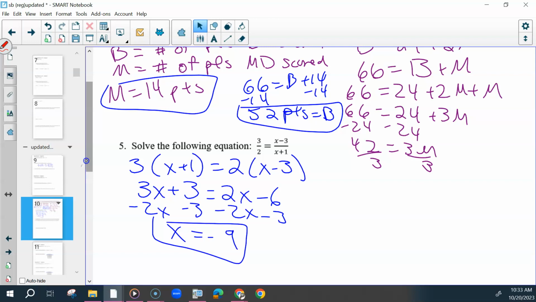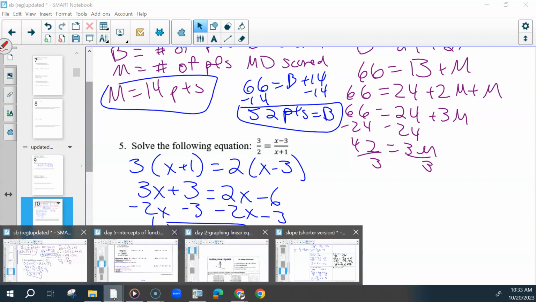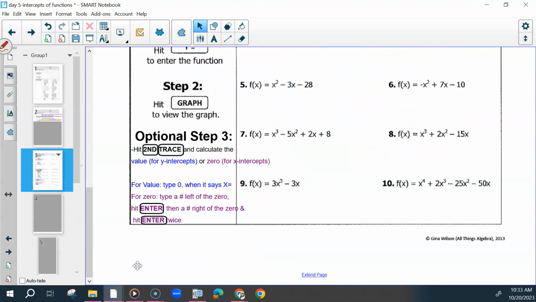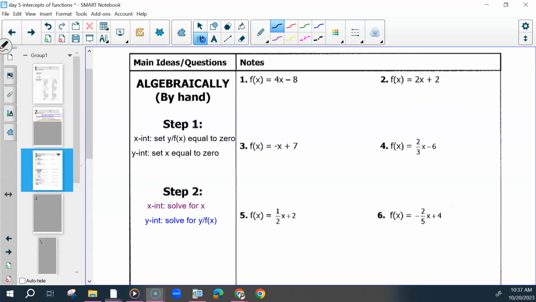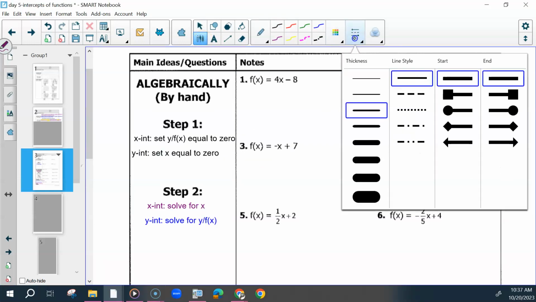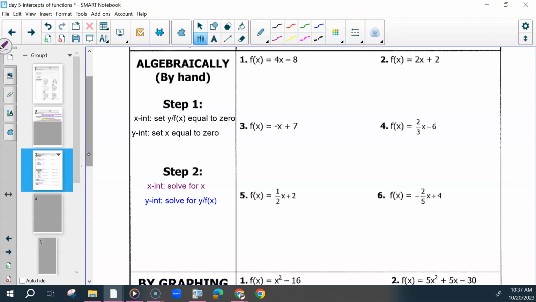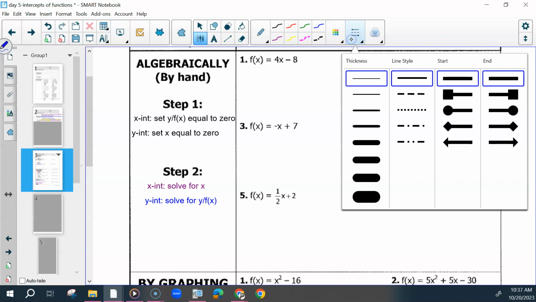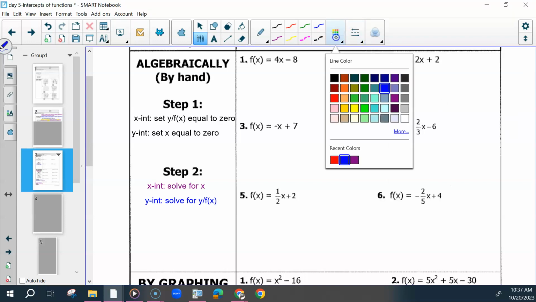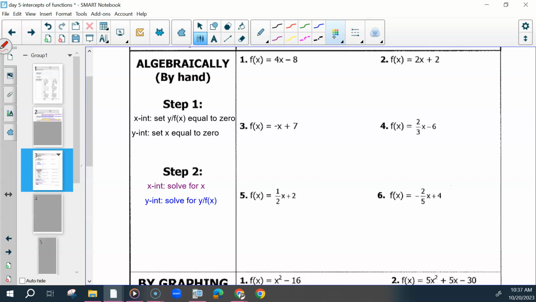Is this a formative grade? Formative? Right? And then take out your intercept notes. We were going to do number 4, yes. Alright.